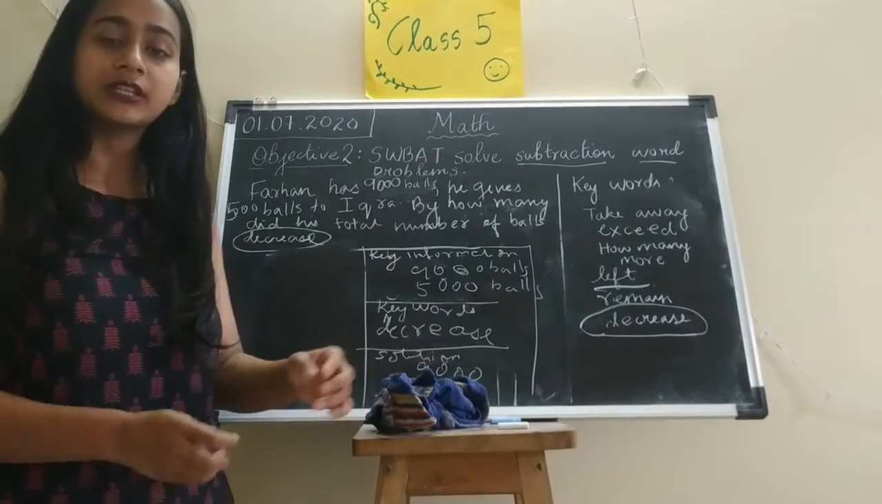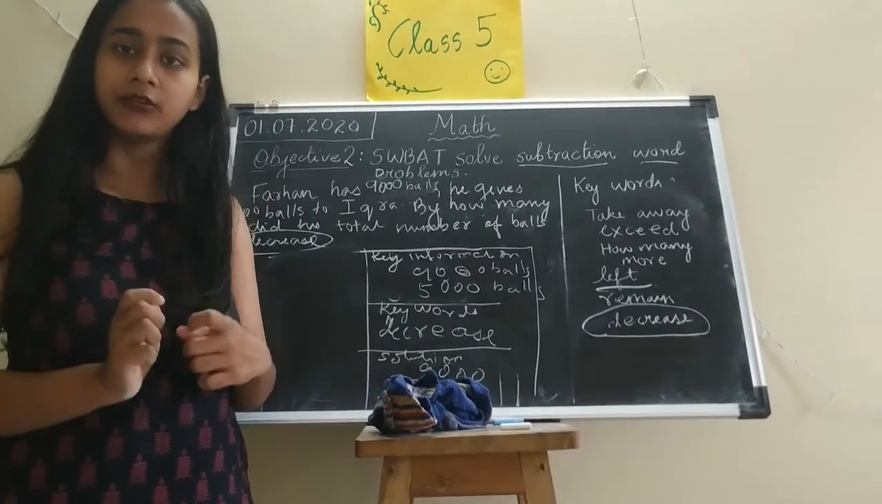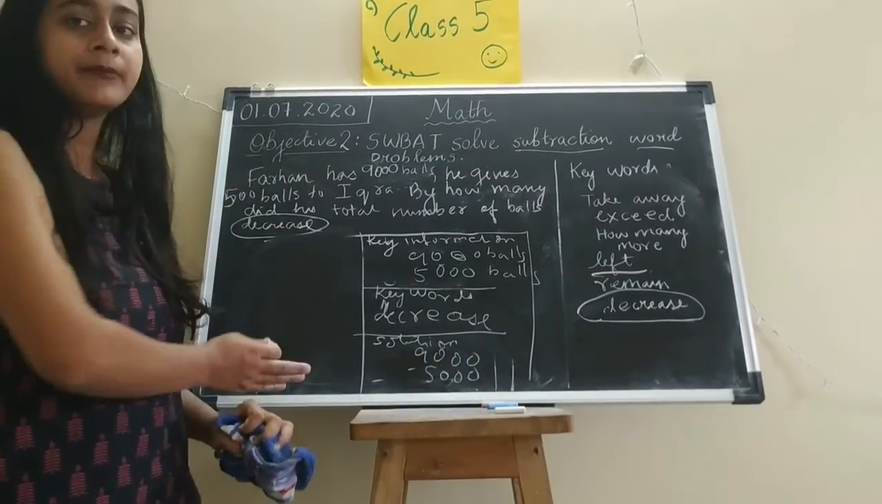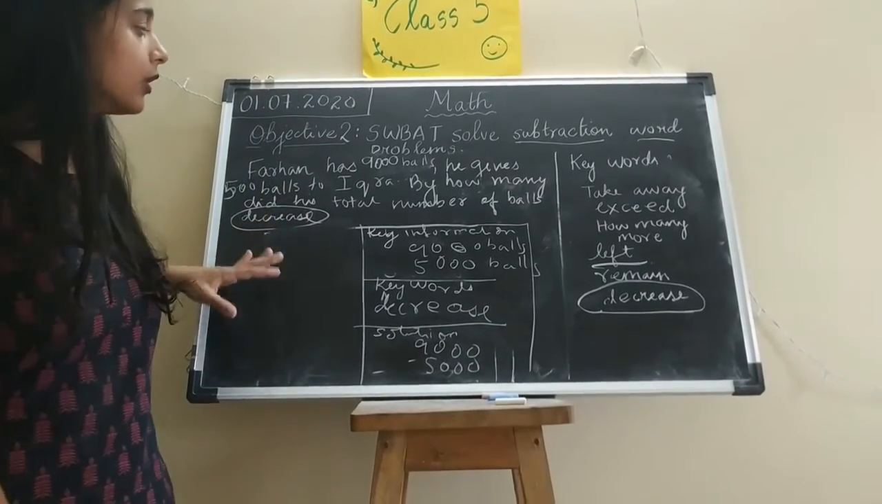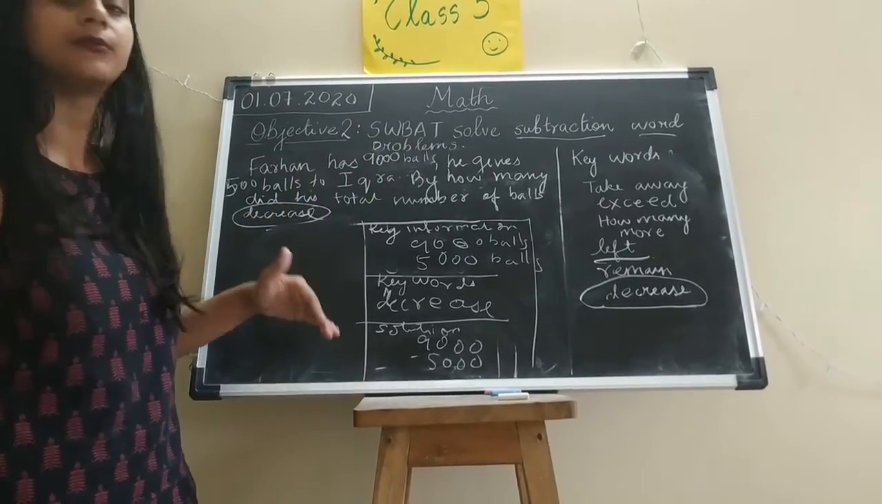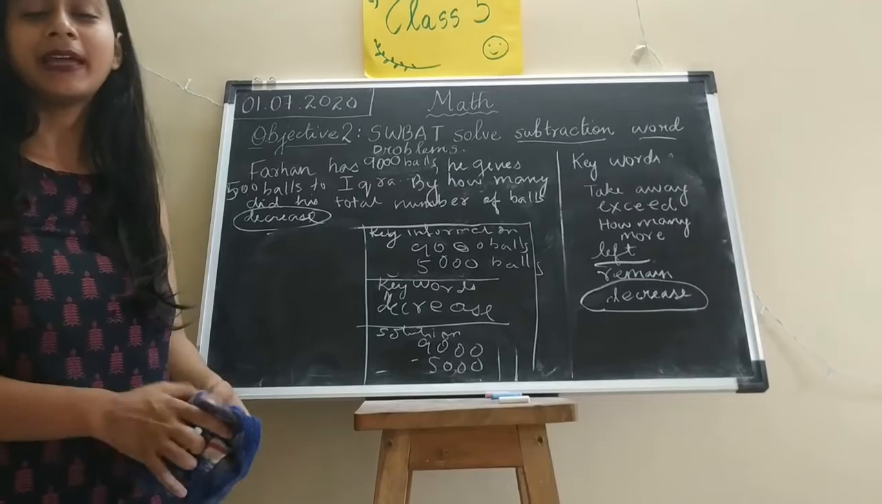I have a set of questions in your document which I will explain to you in a bit. You will solve all of them in the same way. Okay, if it is a small number, you will draw. If it is a big number, you do not draw. You will just write key information, keyword and solution. Okay, thank you.